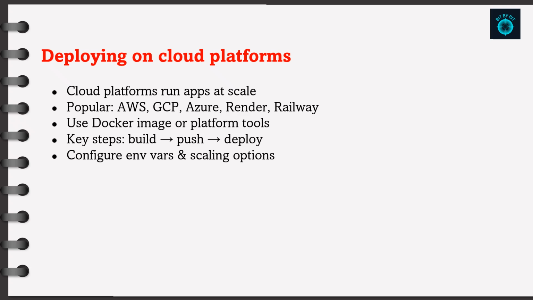You also configure environment variables for things like database URLs and API keys, and optionally enable scaling, so the platform adds more instances when traffic grows. Once deployed, your FastAPI app is available on a public URL, securely served with HTTPS, and backed by the cloud provider's infrastructure. This is the final step to make your FastAPI project production-ready and accessible to real users.